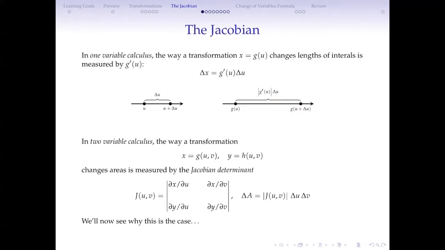That's just linear approximation. What we're looking for now is a similar derivative for two variable transformations, where x is a function of u and v, and y is another function of u and v. So what will turn out is that the change of areas is measured by this derivative, which is really the determinant of a 2x2 matrix of derivatives of the maps. So that delta A in the xy plane is going to be the Jacobian times the area of the little rectangle in the UV plane. And I'd like to see why that's the case.